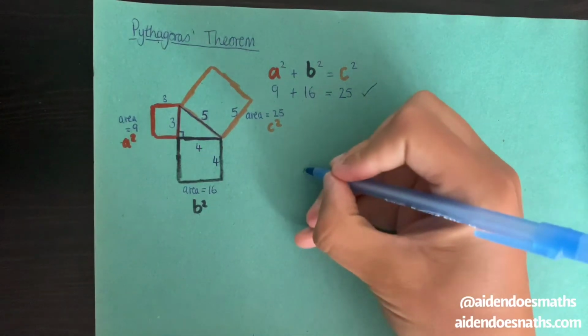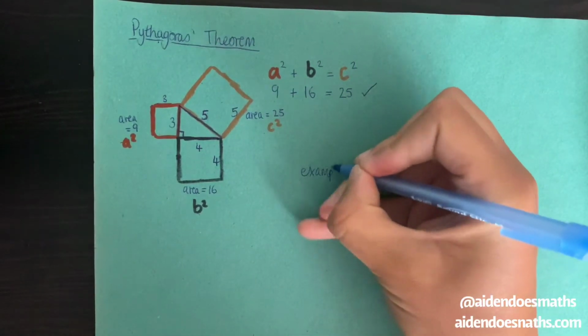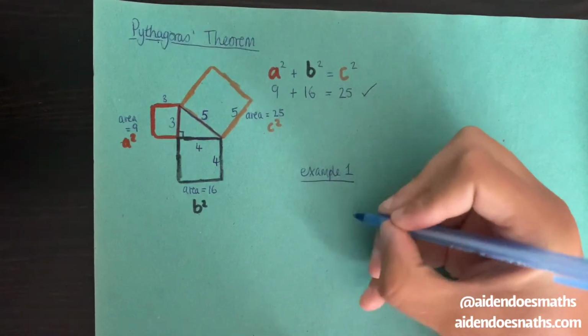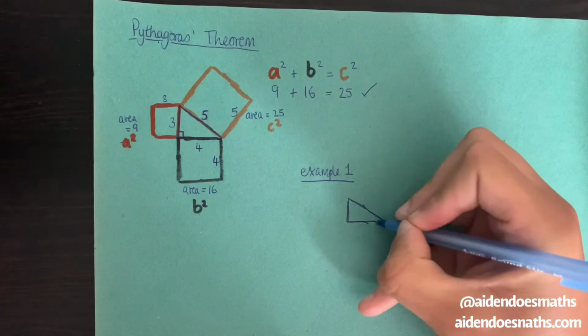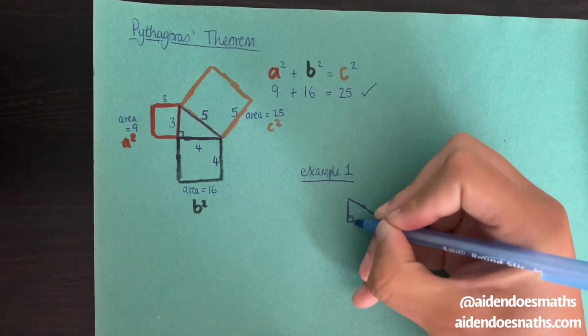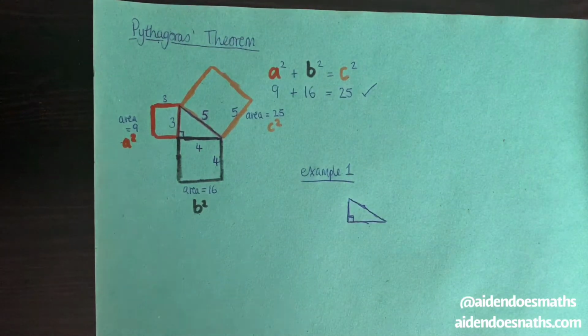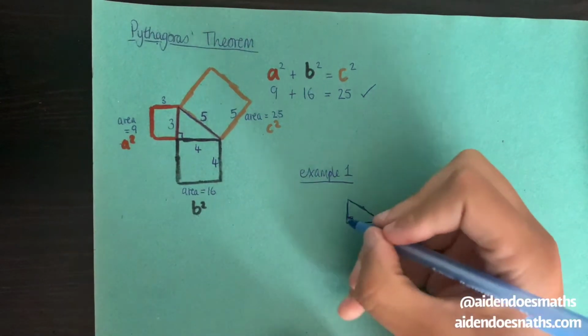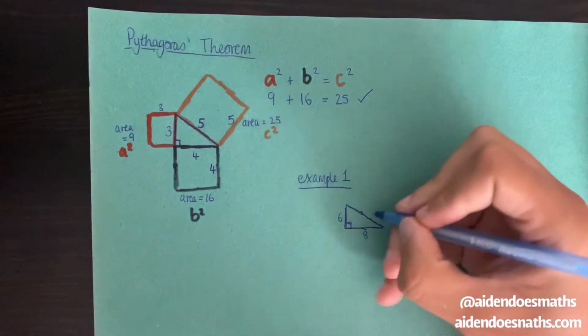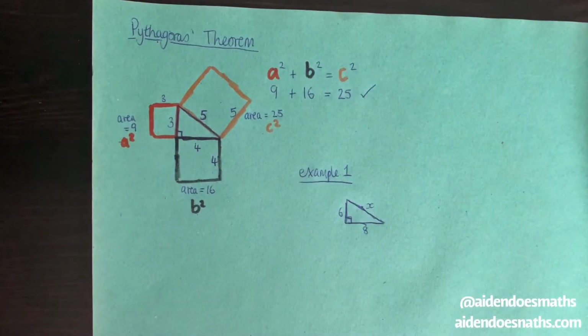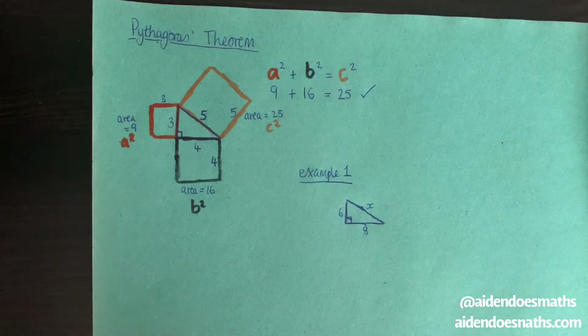So example 1. Here's our right-angled triangle. Remember I said it only works for right-angled triangles. This time we're going to use this side as 6, this side as 8. And I'm going to call this one x. I want us to find out what x would be worth.